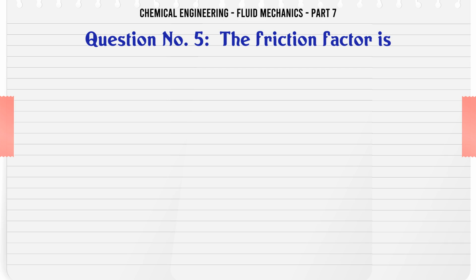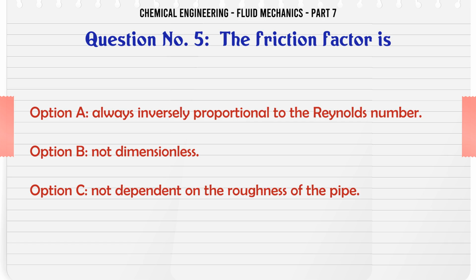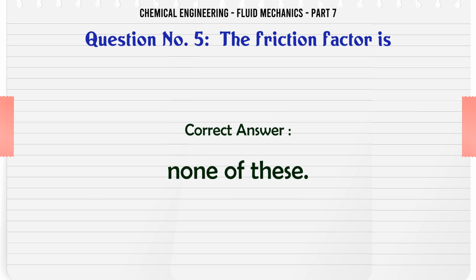The friction factor is A. Always inversely proportional to the Reynolds number, B. Not dimensionless, C. Not dependent on the roughness of the pipe, D. None of these. The correct answer is none of these.